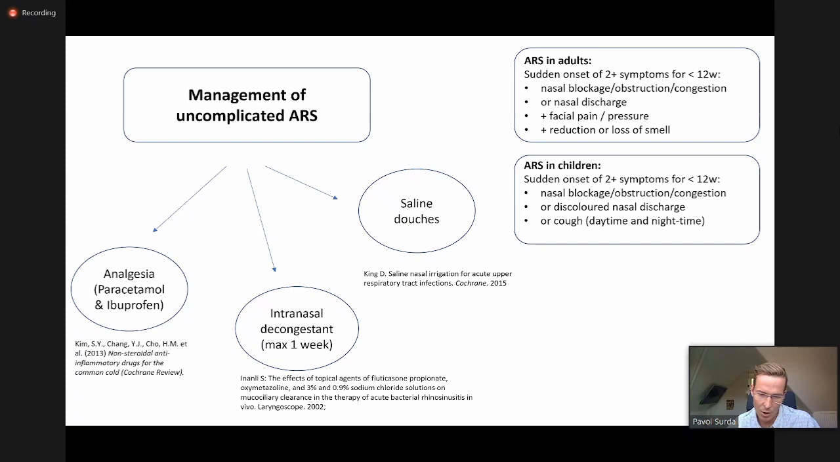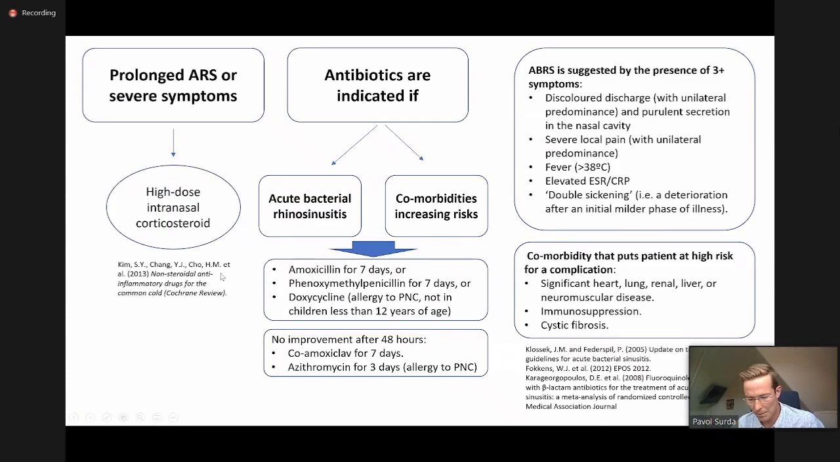And then saline douches. Several randomized clinical trials showed that this is beneficial for the course of disease, and we recommend more frequent douching up to 4 times a day. If the symptoms last longer, then after 7 days, we recommend high-dose intranasal corticosteroids until resolution of symptoms. And there are certain situations where antibiotics are indicated.